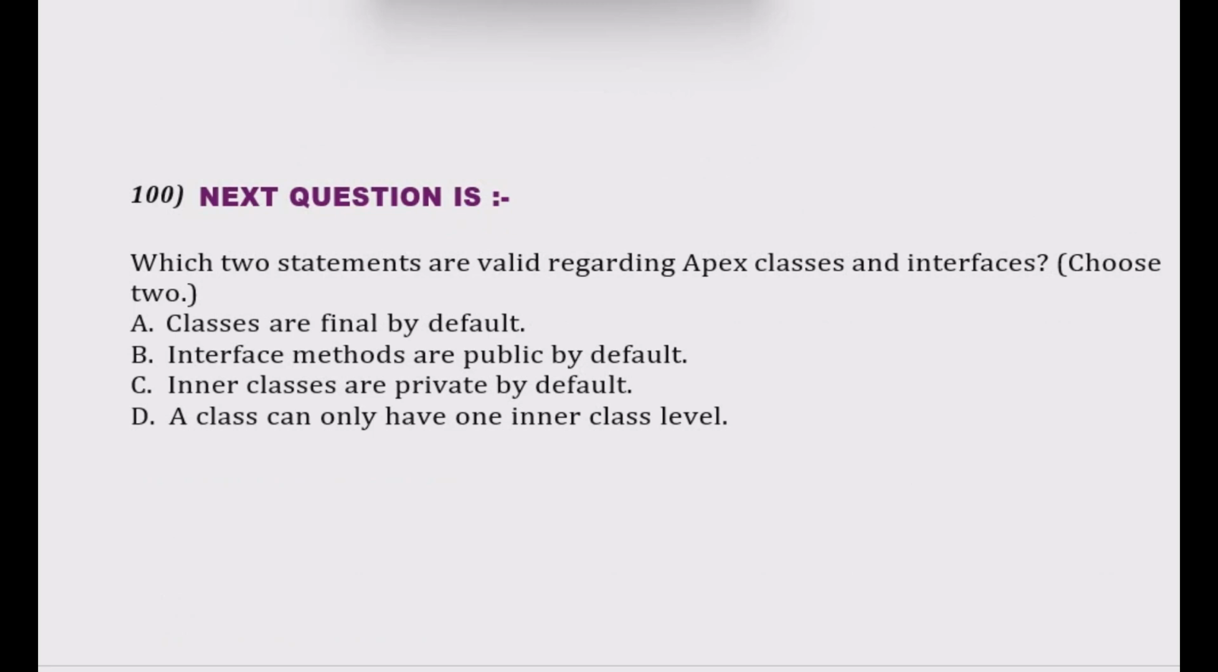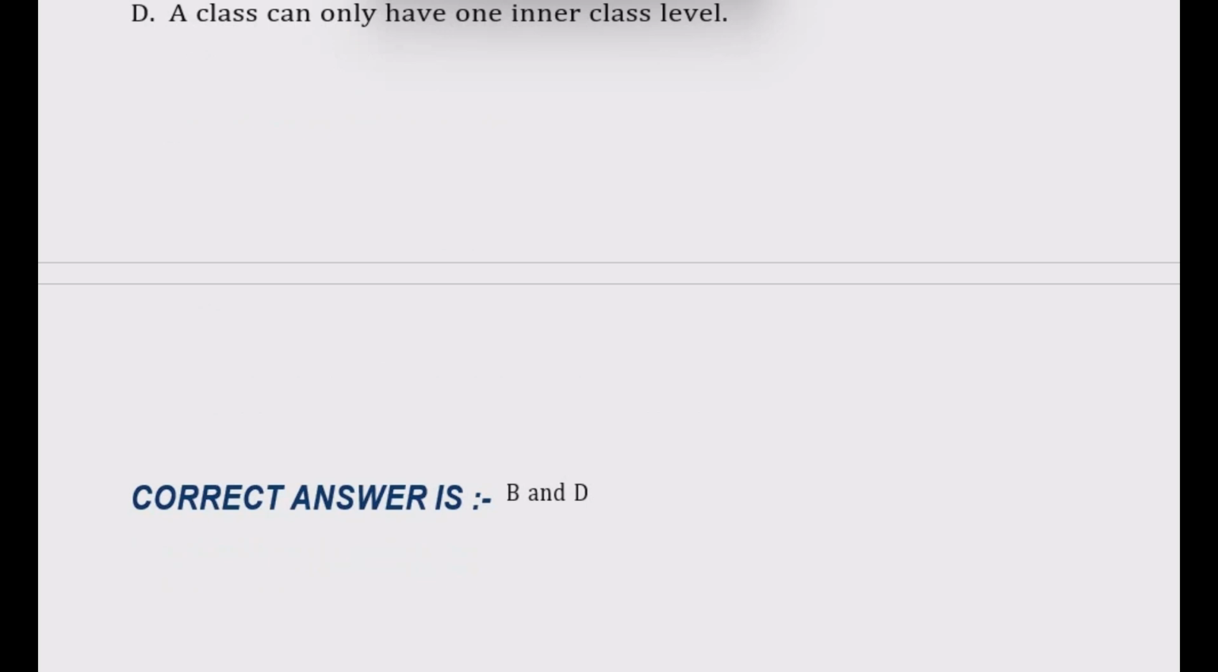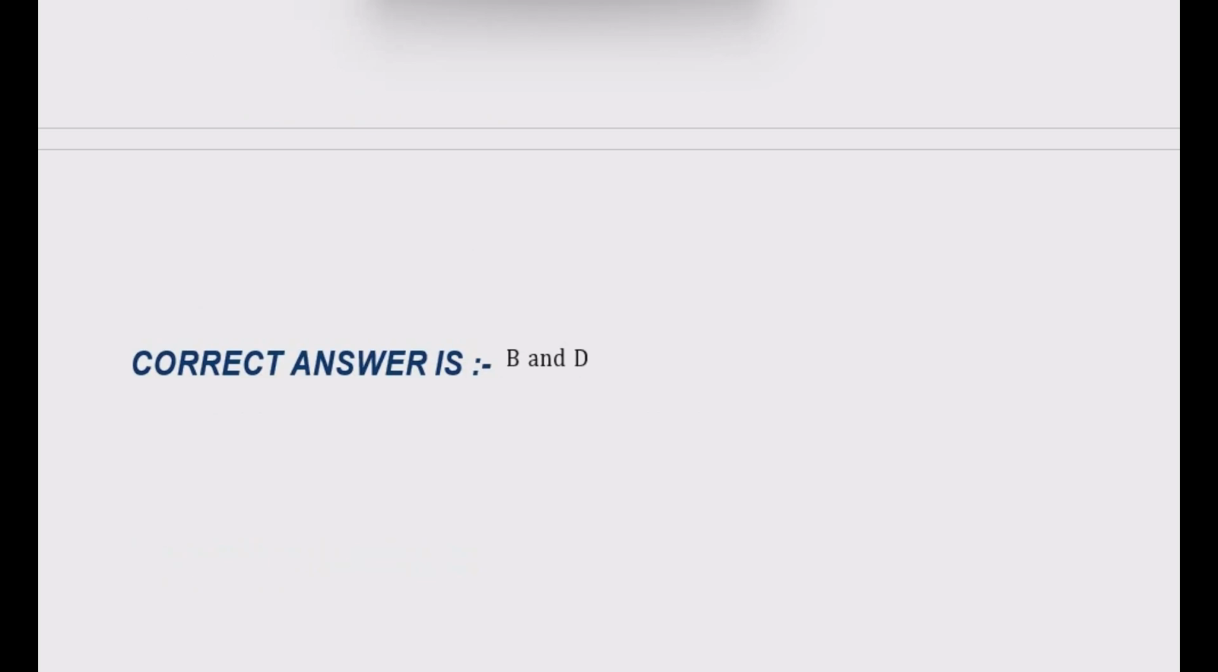Question is which two statements are valid regarding Apex classes and interfaces? Option A. Classes are final by default. Option B. Interface methods are public by default. Option C. Inner classes are private by default. Option D. A class can only have one inner class label. Correct answer is option B and option D.